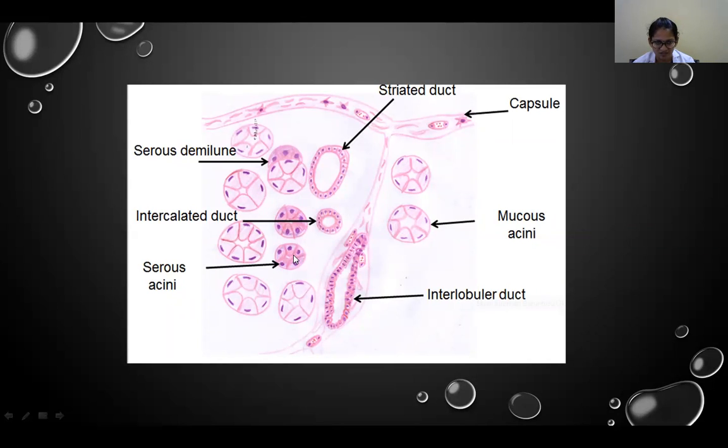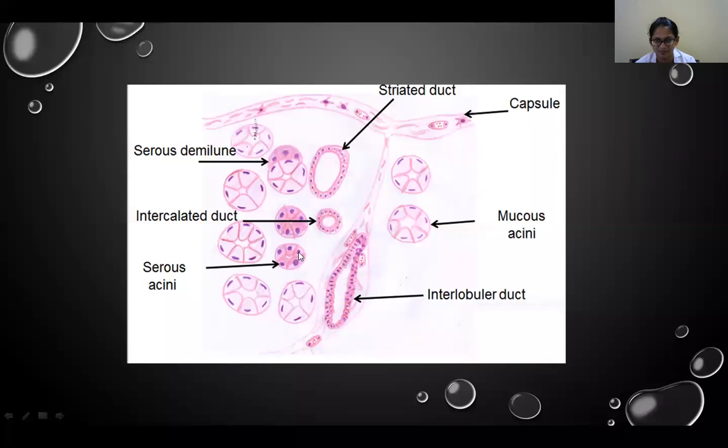The apical part of the junctional complex is called the zona occludens. The apical part of the intercellular space is called the tight junction. It is also called the zona occludens. The middle portion is called the adherens junction, or zona adherens. Whereas the basal part is called the desmosomes, which is also called the macula adherens.